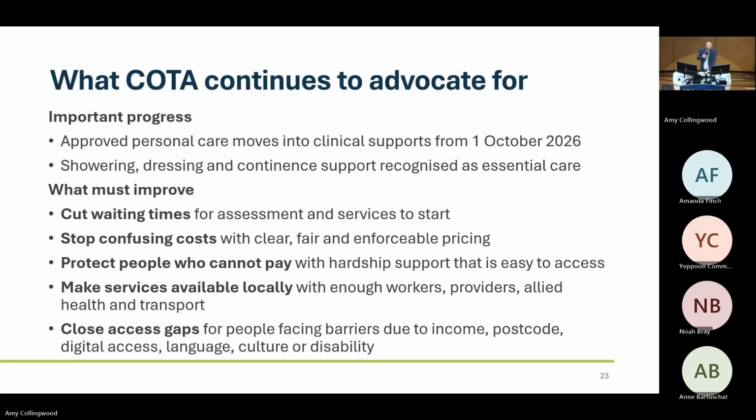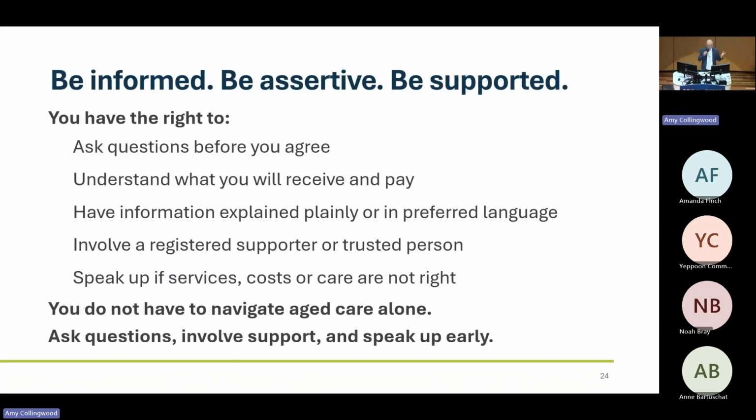Lastly, just ending on this, be informed, be assertive, be supported. They're the key things from my perspective. If you're going into this for the first time, get the support that you need, have someone with you, and ask really good questions. Thank you.